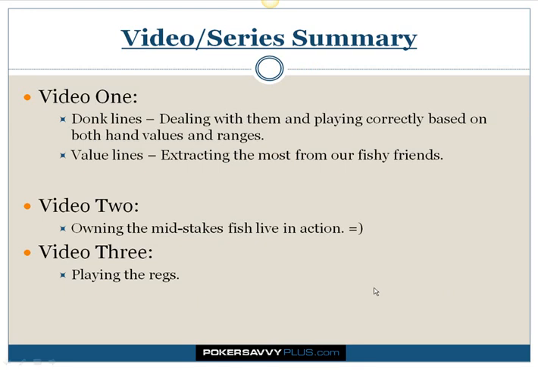This first slide is basically a summary of the series, a little bit of a preview of what is coming later on, and more specifically what we're going to talk about in this video, which is donk lines. That means dealing with the most common plays that fish tend to make against you, and playing against them correctly based on both hand values and ranges that we can possibly deduce, even given that most of the situations we're going to encounter are going to be readless. That's how we're going to assess the hands as we go throughout this video.